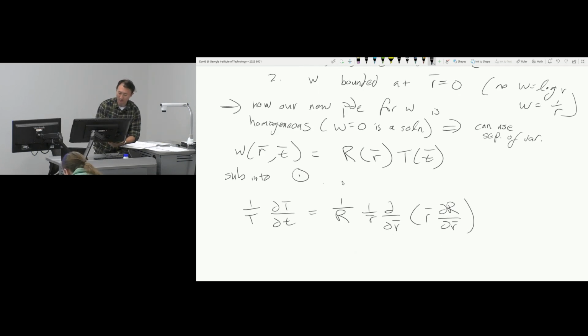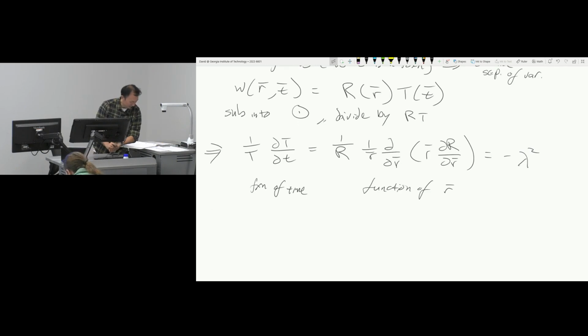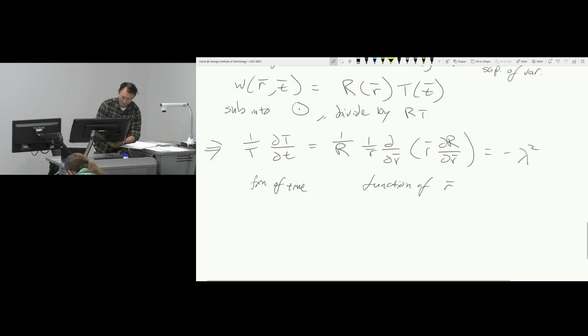So you sub into the star and divide by RT, and then I promise you'll get this. Now, this is nice because the left-hand side is a function of time, and the right-hand side is a function of space, of r bar. Because time and space are independent, the only way they could be equal is if they are equal to a constant. And for physical reasons, we're going to call that constant negative lambda squared. Why is that?